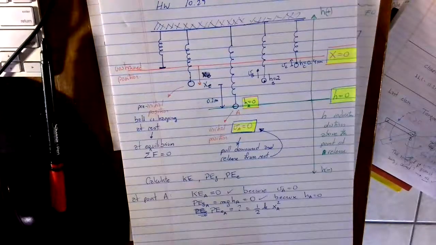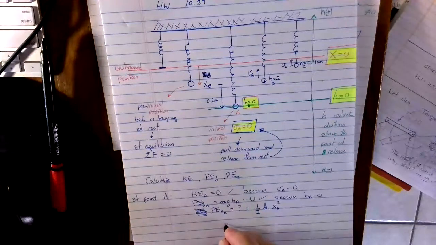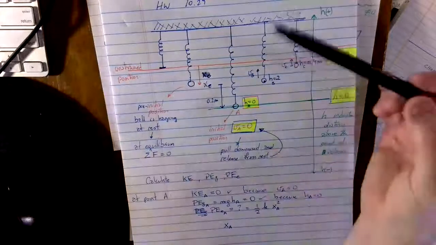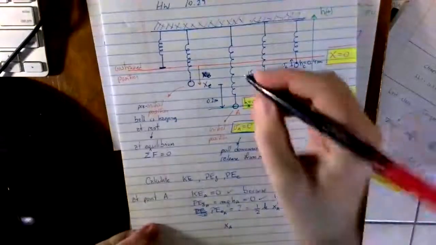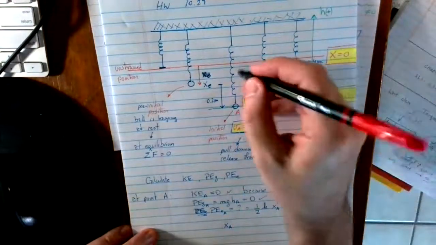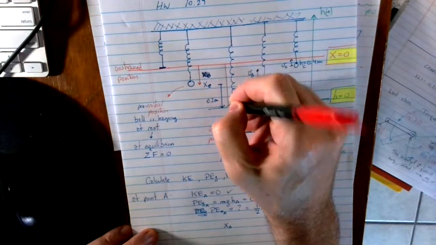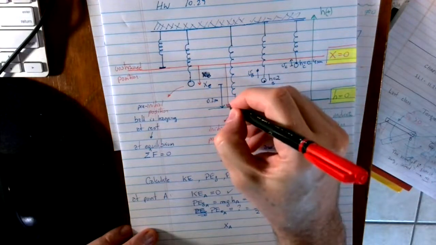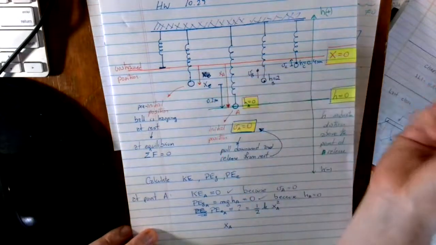So XA, what is that XA? Just look at the coordinate system. So which one is XA? Let's put it here. I didn't even put what XA is. But if you look at this, it comes all the way from here. This is XA. So definitely it's not 0.